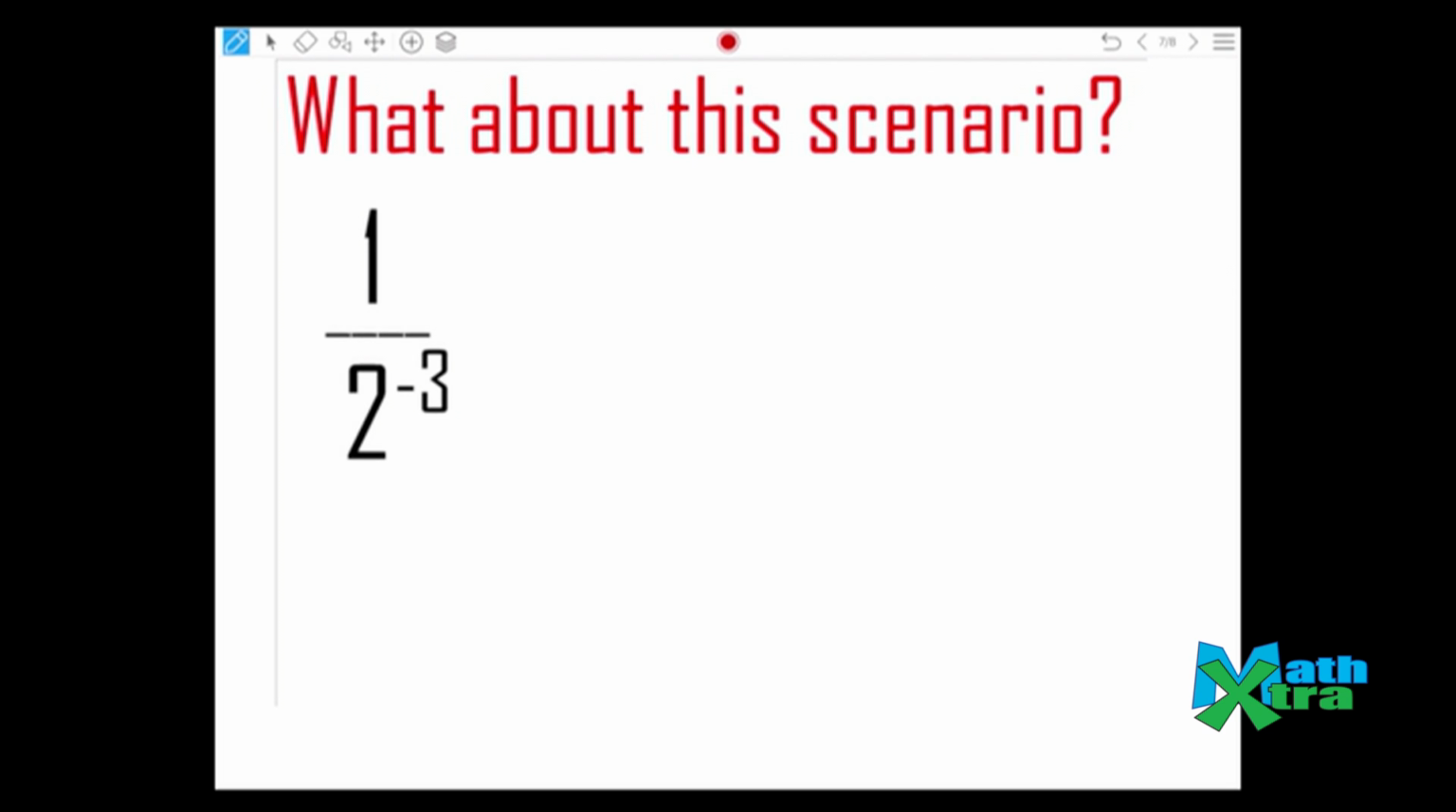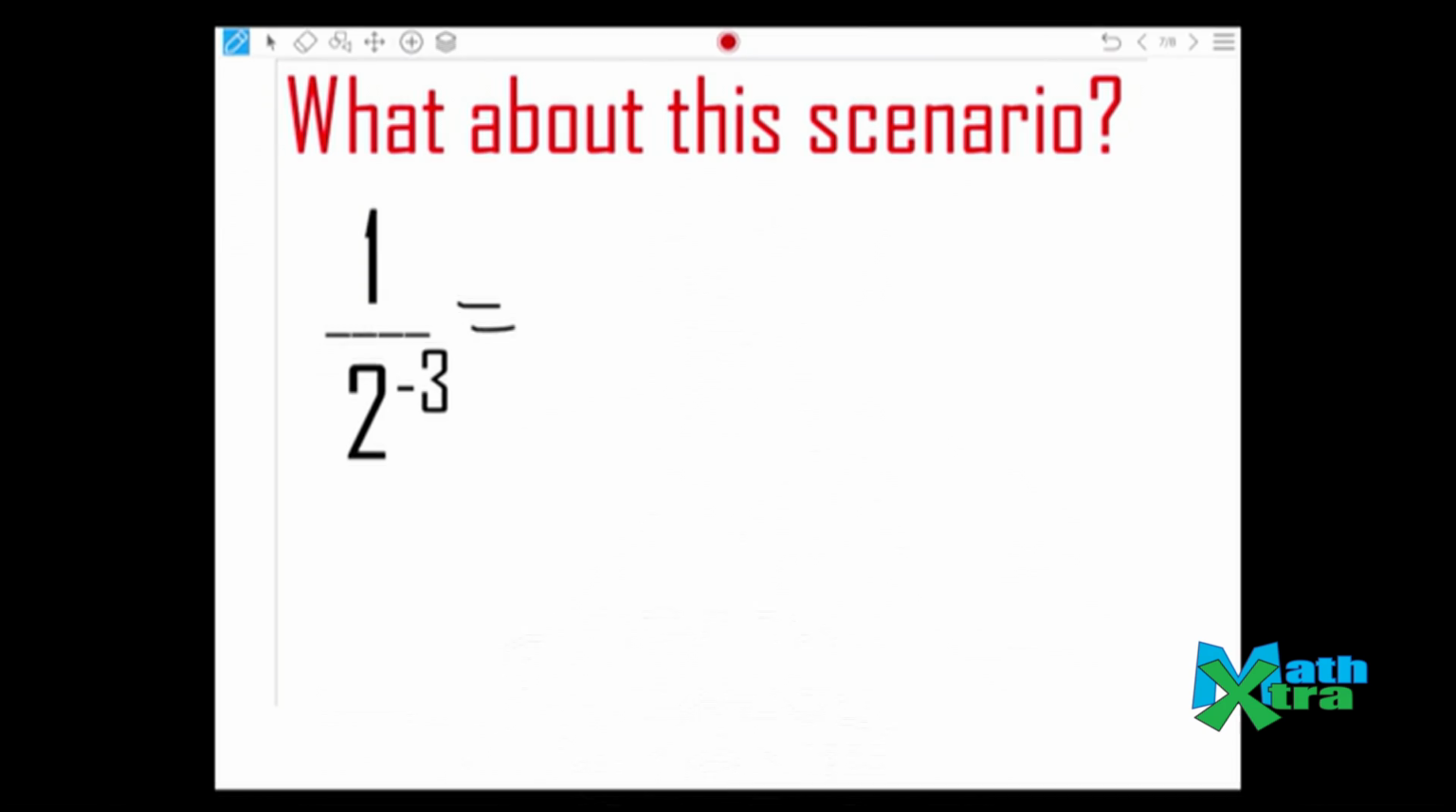So this scenario: 1 over 2 to the negative third power. Mr. O'Neill, what am I supposed to do here? Well, I'm telling you the rule. The rule is this. Watch my language. For any base raised to a negative power, we flip the base and the exponent becomes positive. So watch this. 1 over 2 to the negative third power can be rewritten, y'all know I love rewriting things so we can see the math, as 1 over 1/8.